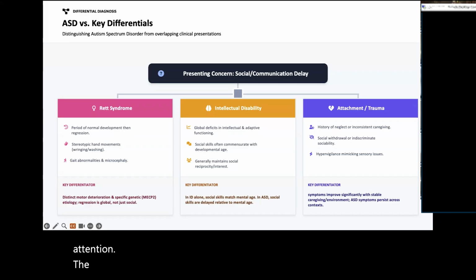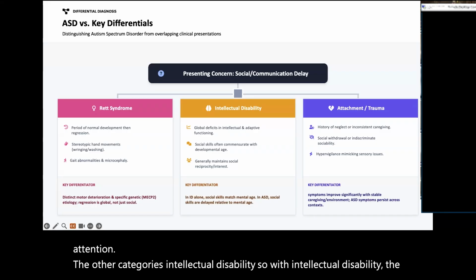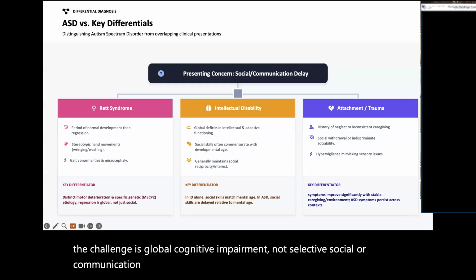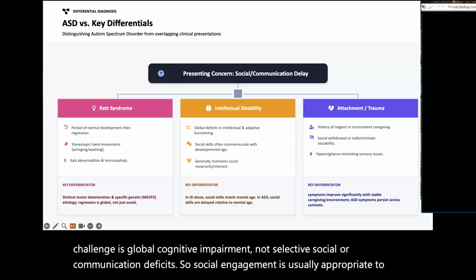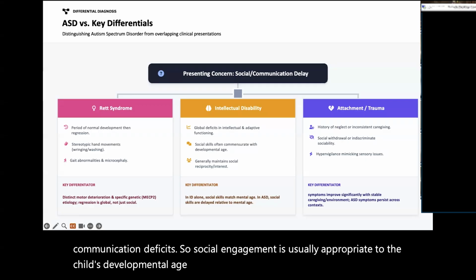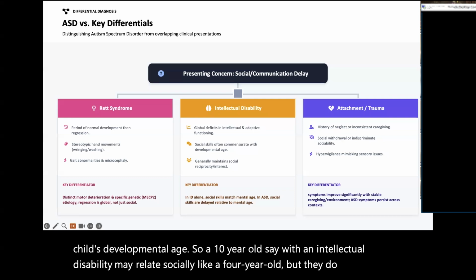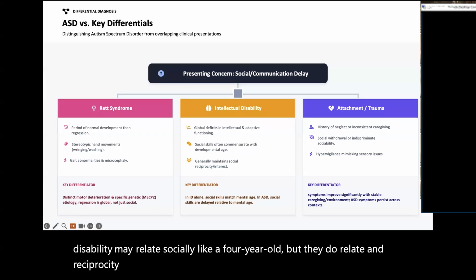The other category is intellectual disability. With intellectual disability, the challenge is global cognitive impairment, not selective social or communication deficits. Social engagement is usually appropriate to the child's developmental age. So a 10-year-old, say, with an intellectual disability may relate socially like a 4-year-old, but they do relate, and reciprocity is usually intact.